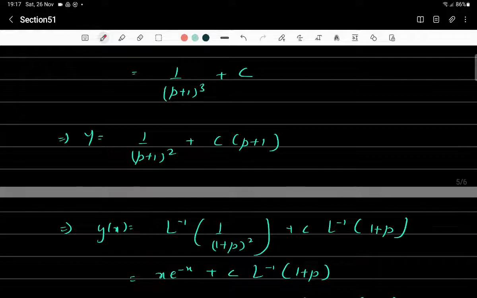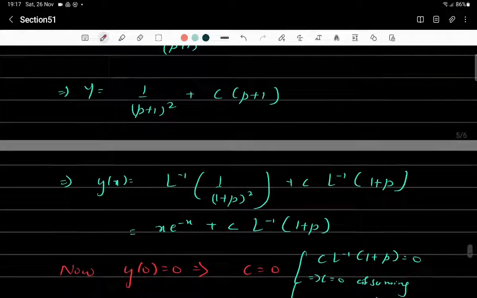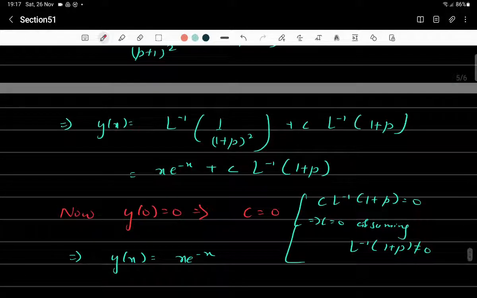Also you can observe that Laplace inverse of 1 plus p does not exist, because recall that we have done the result when p tends to infinity. If F of p is not equal to 0, then there does not exist a function f of x for which this Laplace exists. The example was p sin p raised to the power p, similarly 1 plus p. And therefore, we have no information about it. That's why we consider C is equal to 0. And that gives me y of x is x e raised to the power minus x.